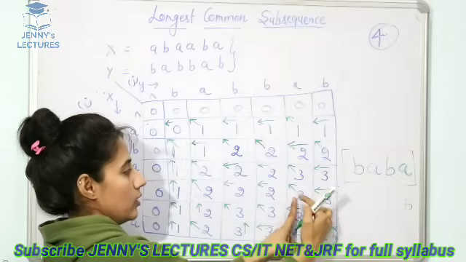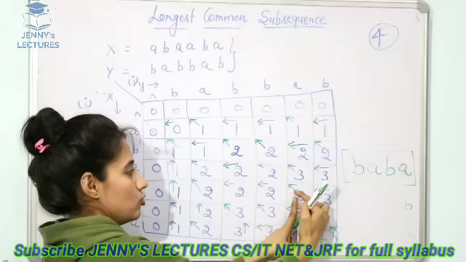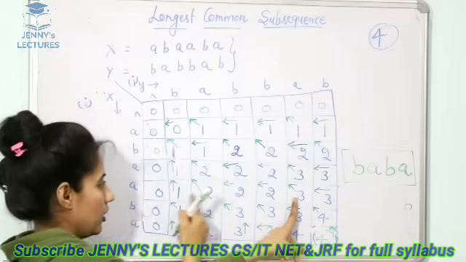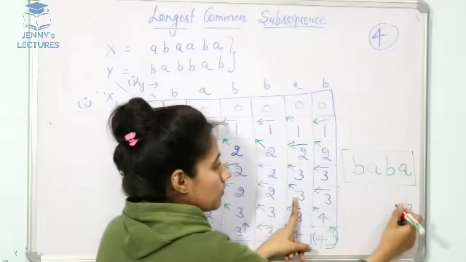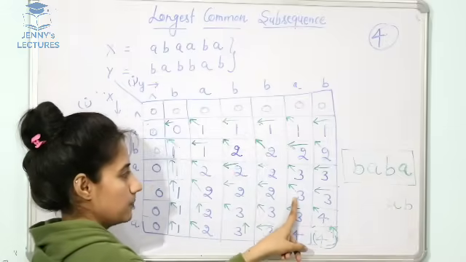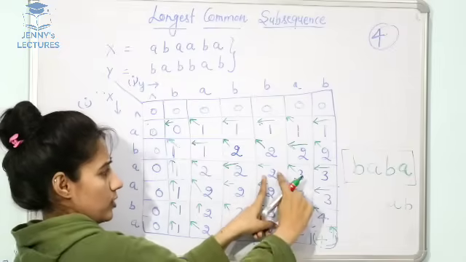Now we are here only. Check out the arrow. This arrow is also going diagonally upward. Then we will check out the character A and A. Here you will write A. We have reached this place only.